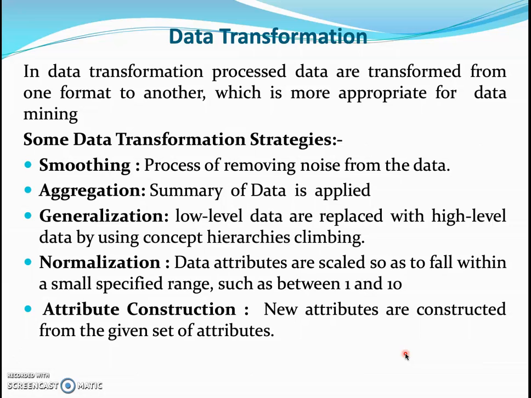In the data transformation process, data is converted from one format to another that is more appropriate for data mining. Some important data transformation strategies are smoothing, which is a process of removing noise from the data. Aggregation is the process where summary or aggregation operations are applied to the data. And generalization is replacing low-level data with high-level data by using concept hierarchy.